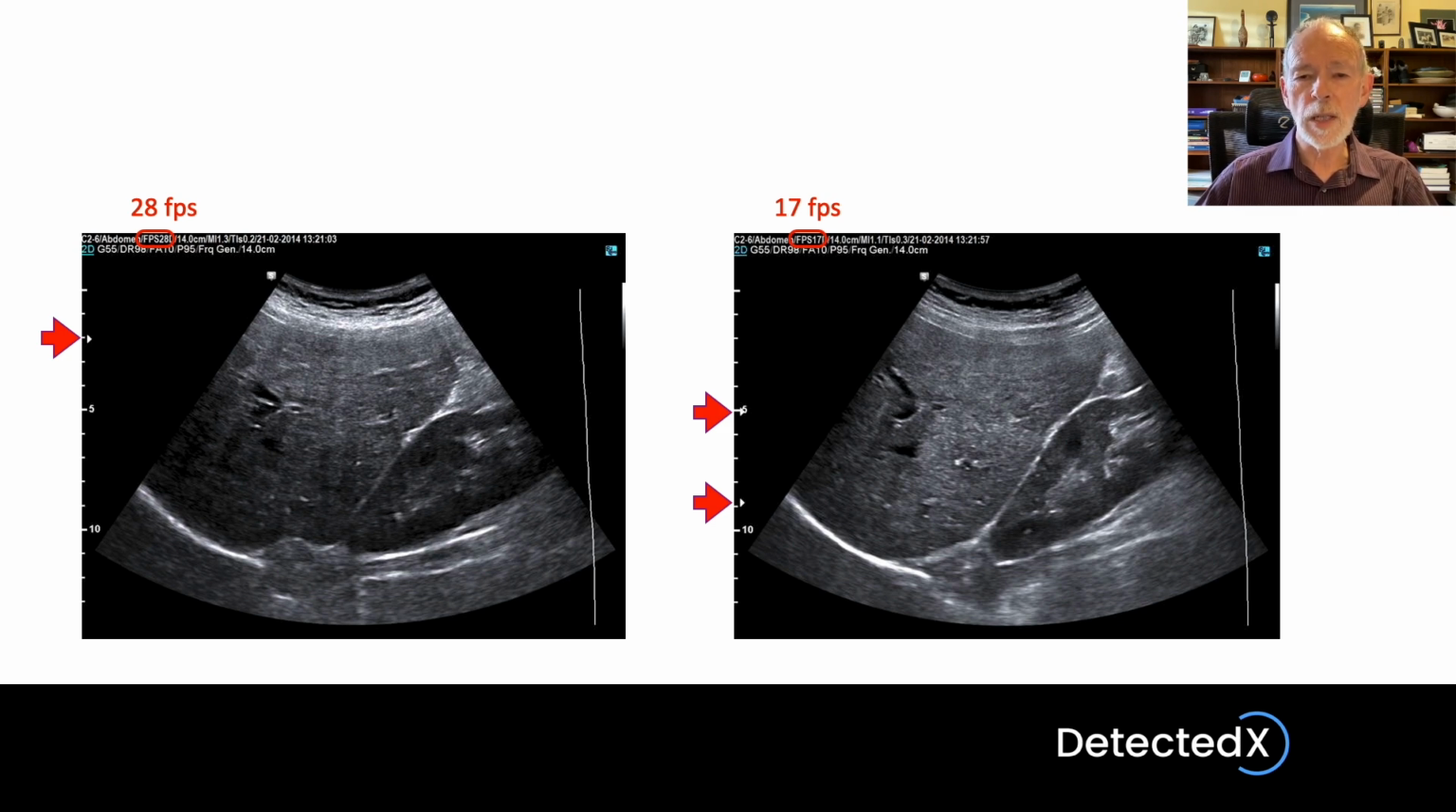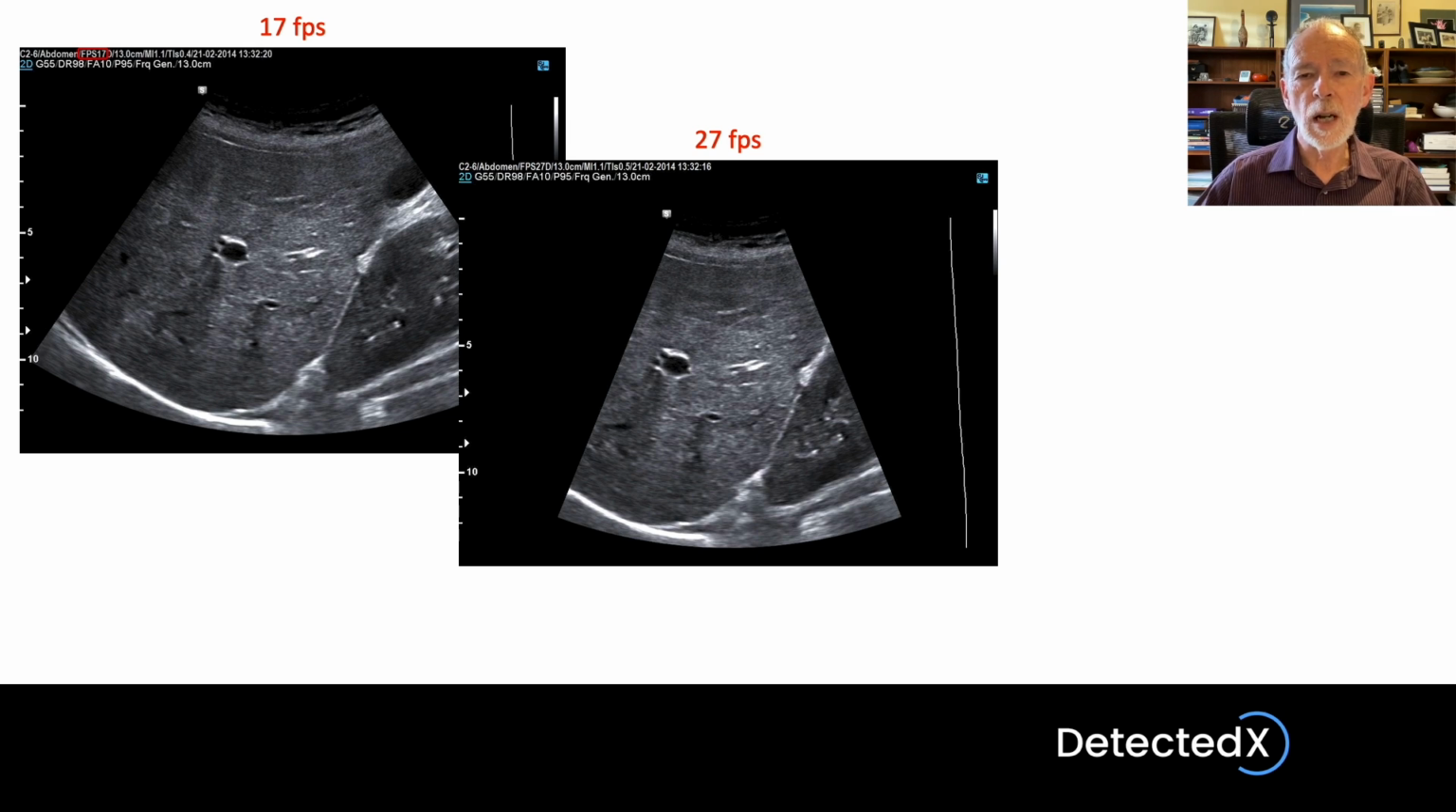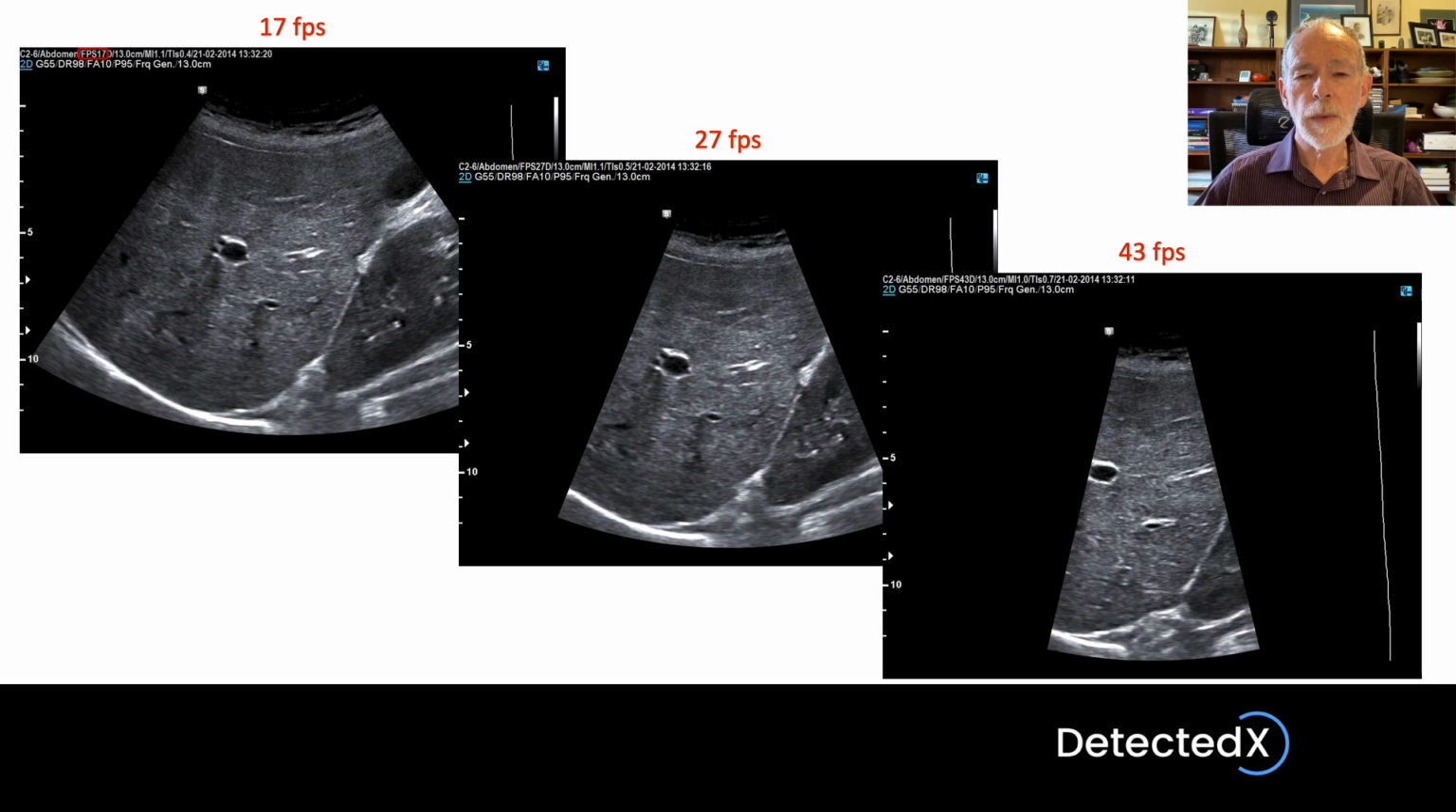Now let's suppose I wanted to keep the two focuses, but I also wanted to increase the frame rate. Now here in the second image, I have reduced the field of view. I've narrowed down the image, and now the frame rate has increased to 27 frames per second. Here, I've increased the frame rate even more by narrowing down the field of view even more. And obviously, if I did zoom the image and selected a relatively small area, that would have a similar effect. So this is one easy way that you can have an impact on the frame rate.